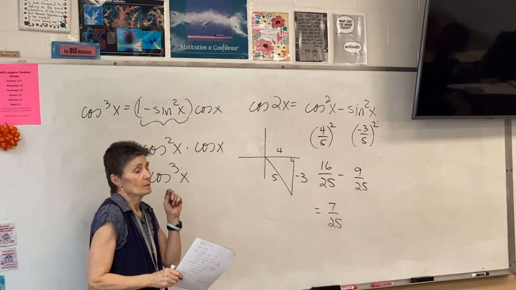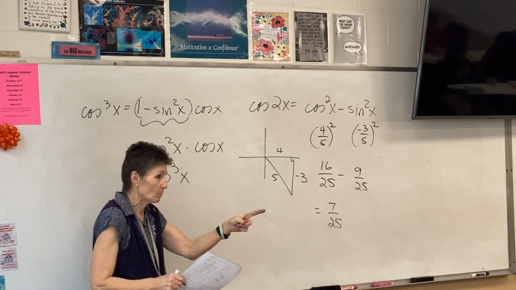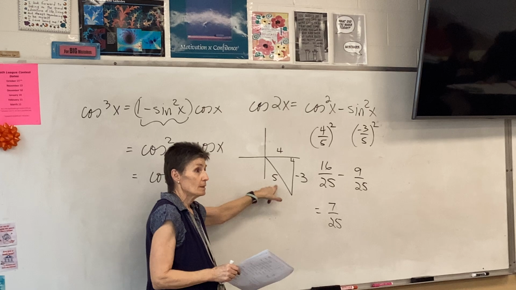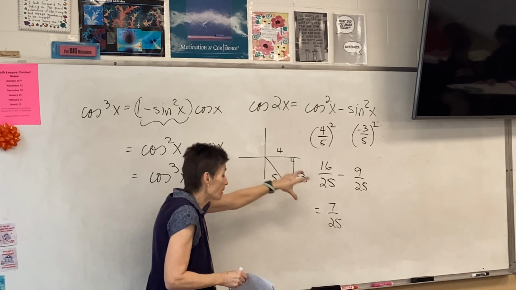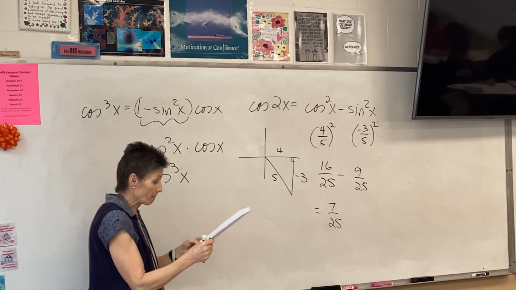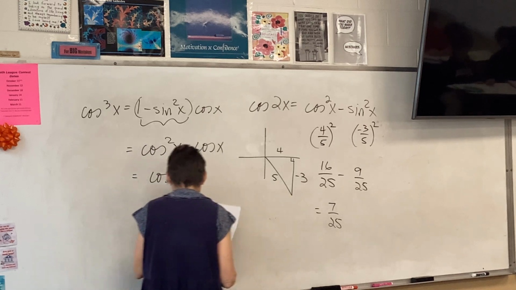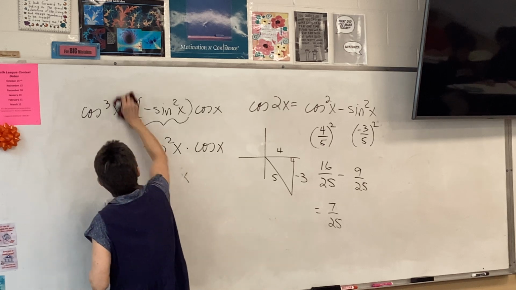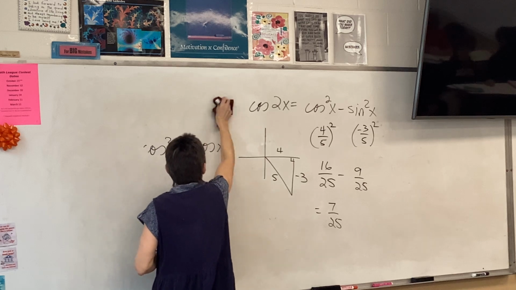So, what did we do there? First, we figured out what formula we were going to use. Then we drew a picture and labeled our triangle. And then we just plugged in numbers from the picture into the formula. All right, number 6, A, B, or C? A.